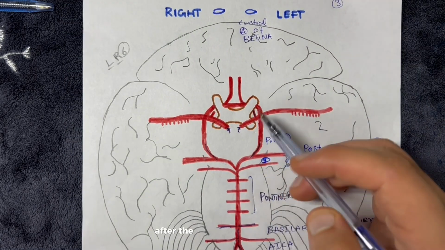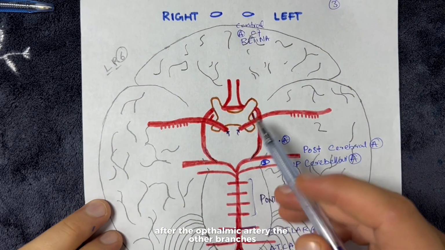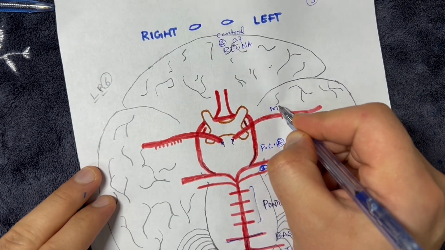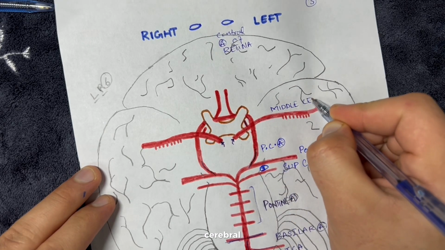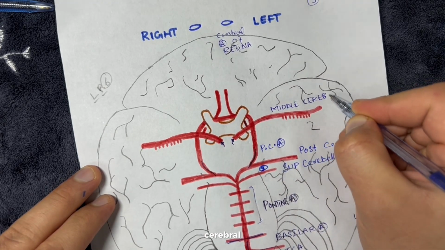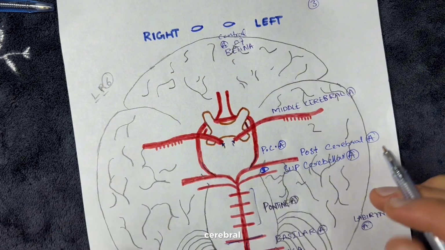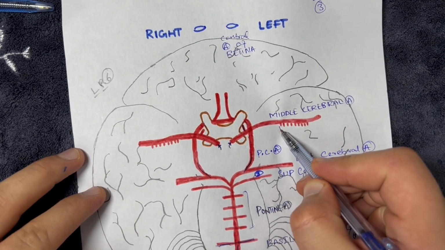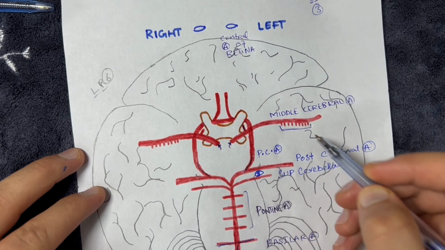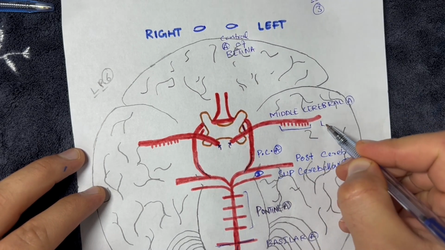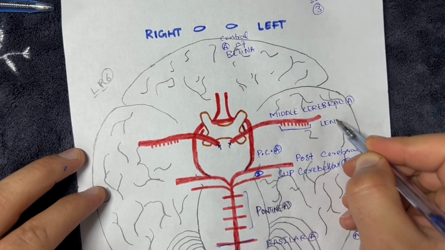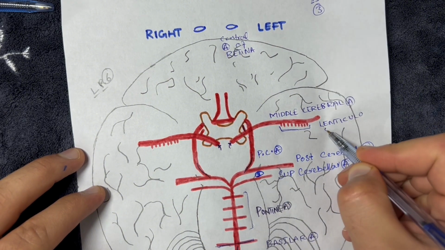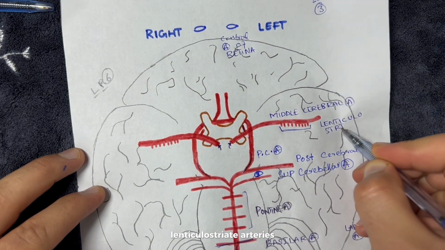Then after the ophthalmic artery, the other branch is this one, called the middle cerebral artery. Several branches arise from the middle cerebral artery, and these are called the lenticulostriate arteries.